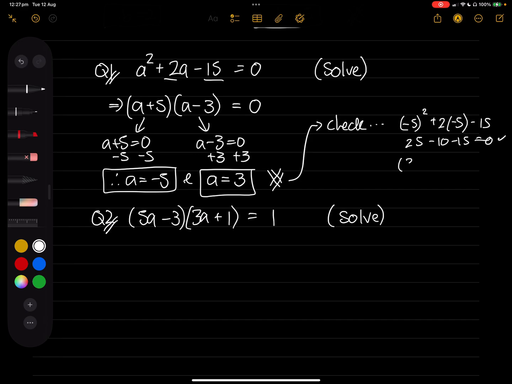If it's 3, you get 3 squared plus 2 times 3 minus 15. 3 squared is 9. 2 times 3 is 6. Minus 15. This is also 0, so this checks out.